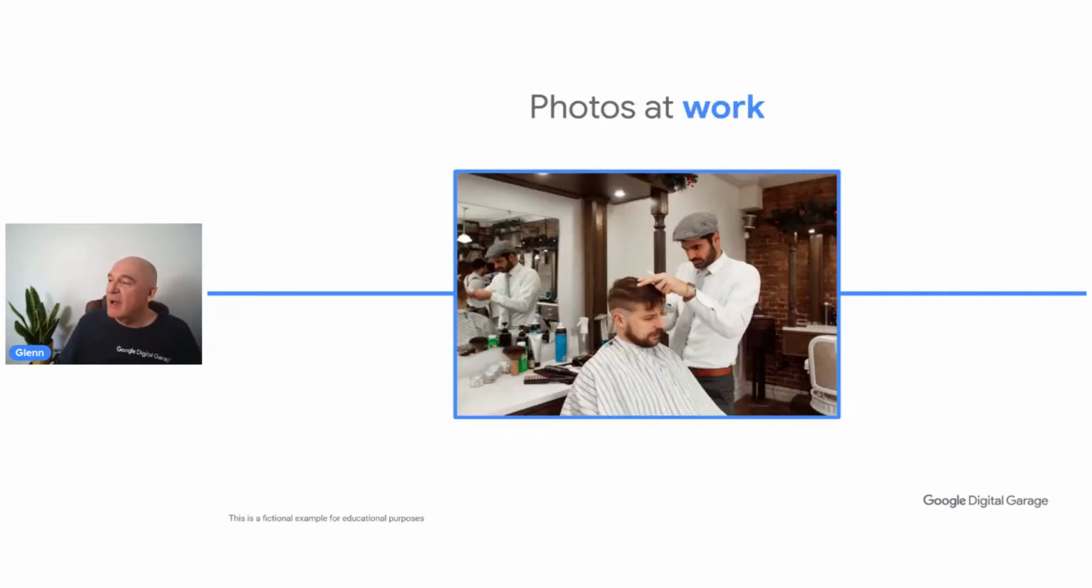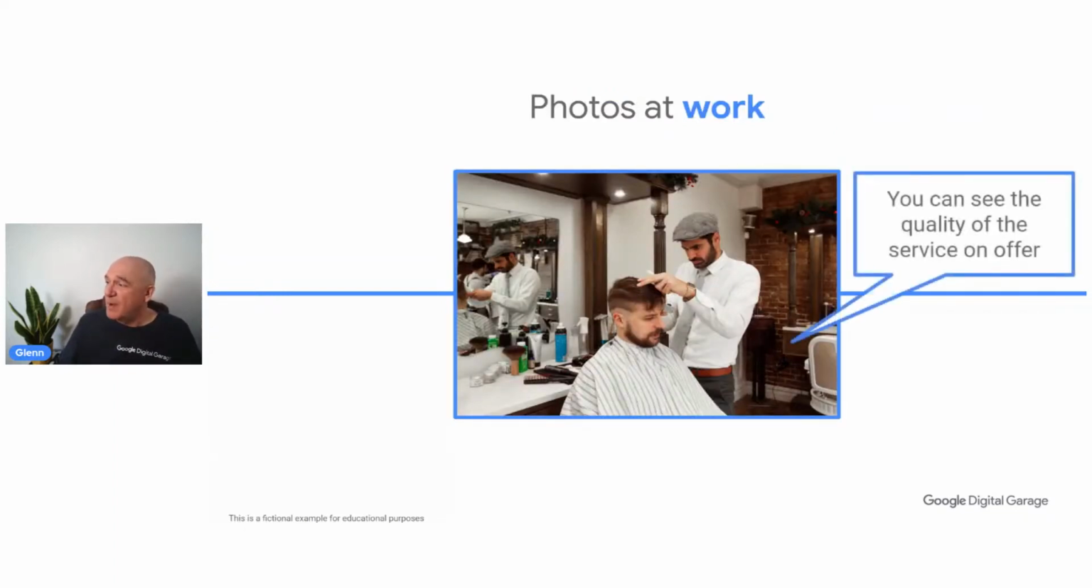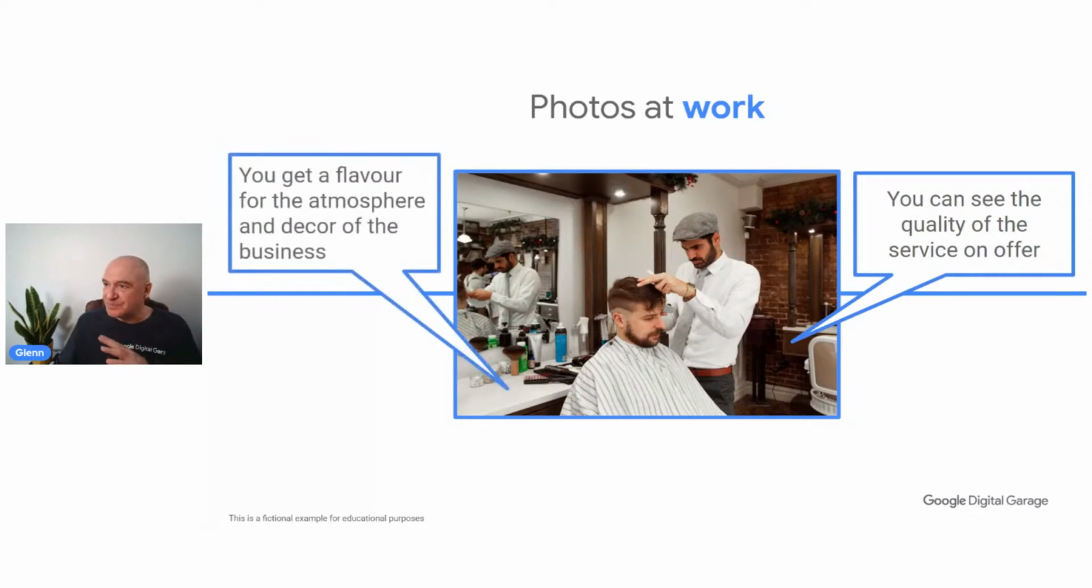Another great photo at work example here, nice business example there. For barbers, you can see the quality of service. That looks like a great establishment. They got a speaker up, so there's a bit of ambiance in there. It looks really, really clean, which is what you want in that type of establishment. And it shows an engaged barber doing his work. You get a flavour of the atmosphere and the decor. Again, nice use of the mirror there as well to really broaden and enlarge that picture in quite a few ways.